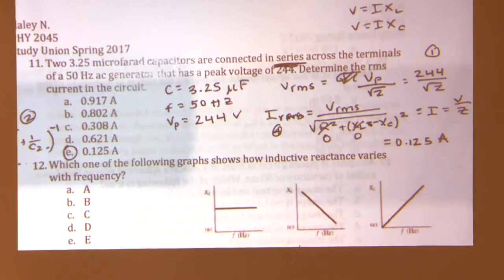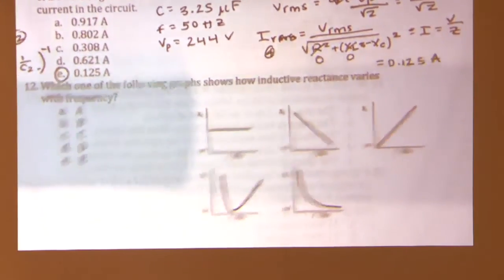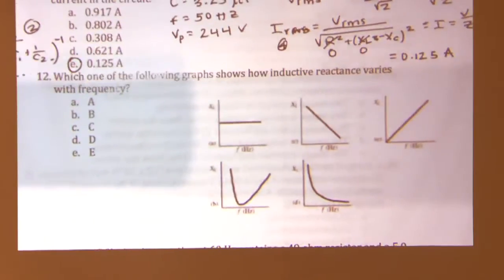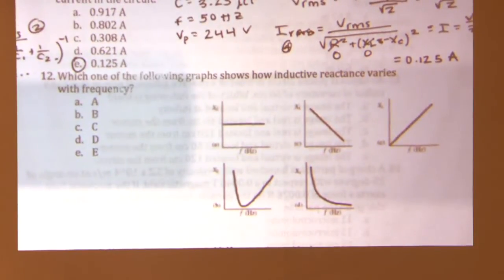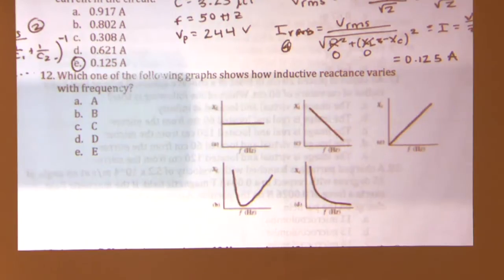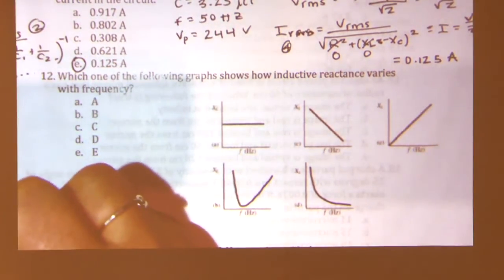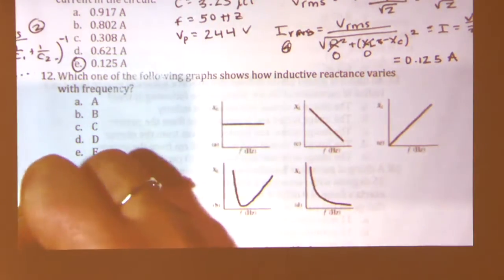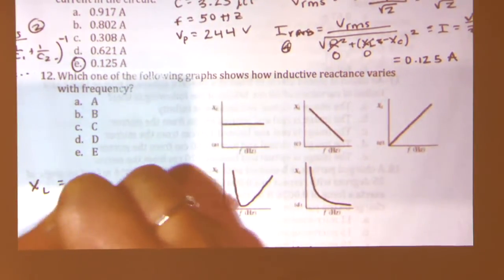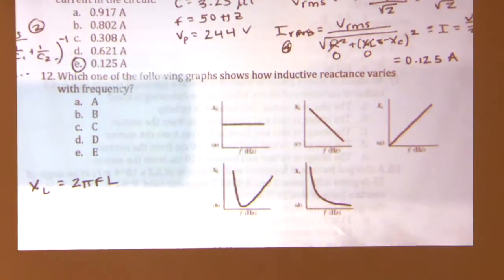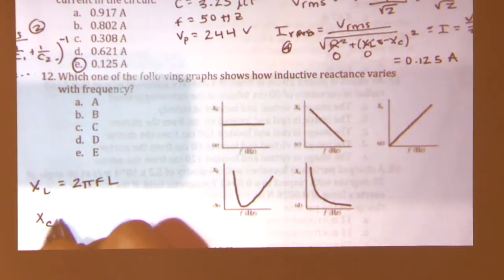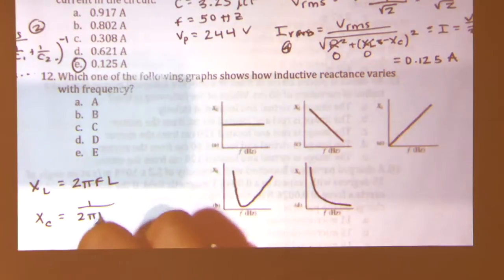Moving on to number 12, this is probably a good concept question. I could see Conacher possibly putting this, because I did get these from his problems. It's asking which of the following graphs shows how inductive reactance varies with frequency. The first step of this problem is knowing the equation for inductive reactance. We have XL equals 2 pi FL. And just for fun, XC, we know, is 1 over 2 pi FC.